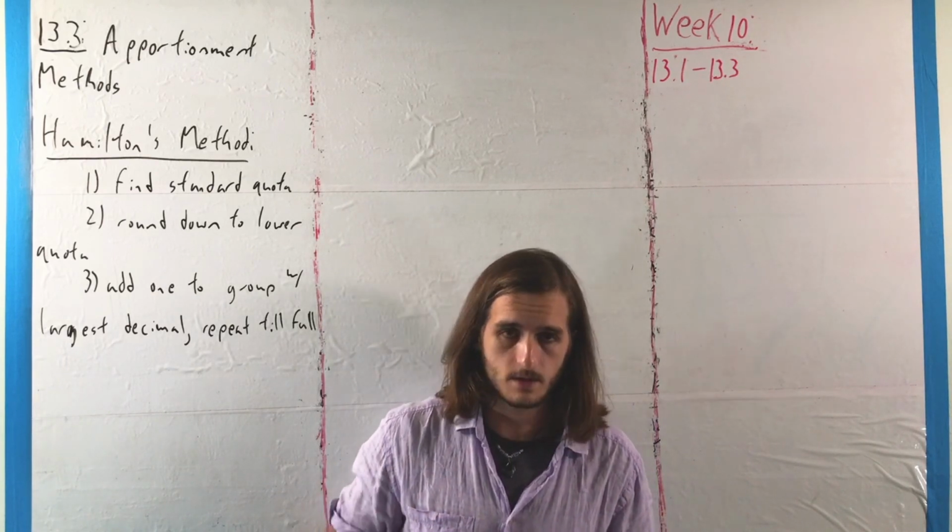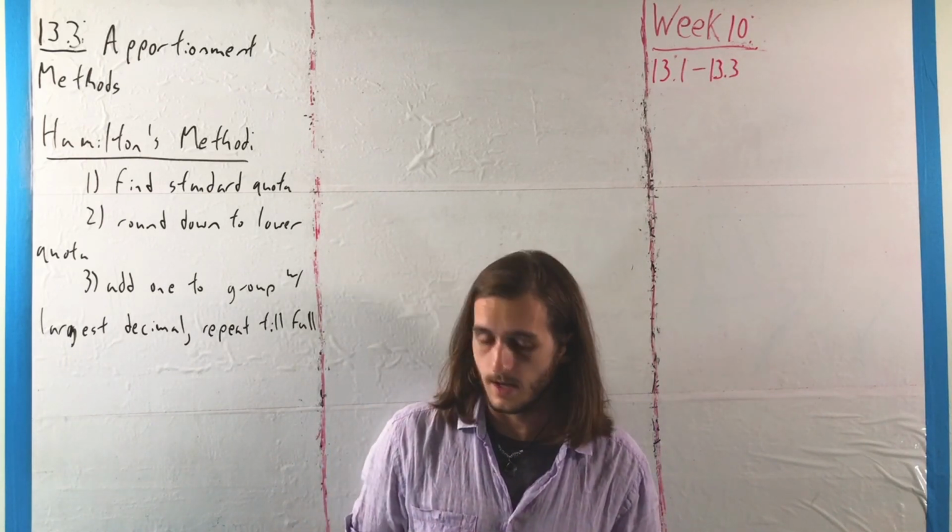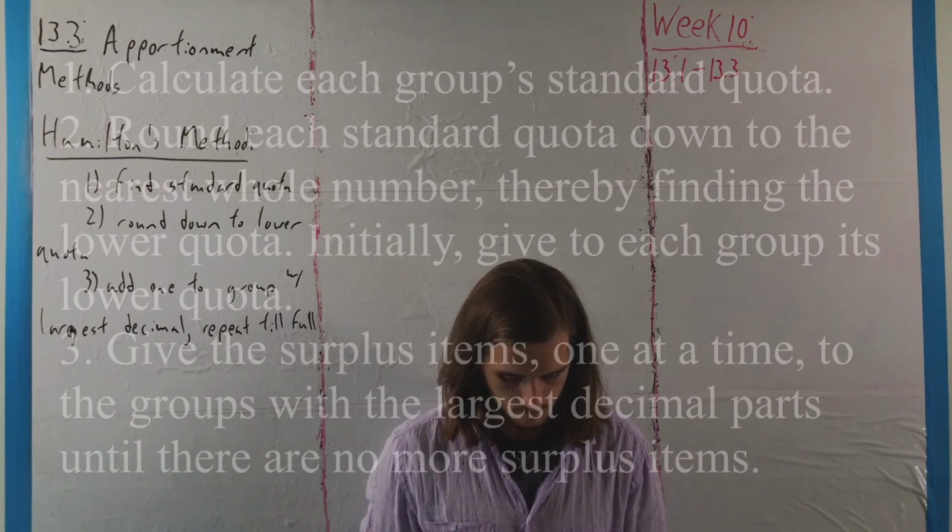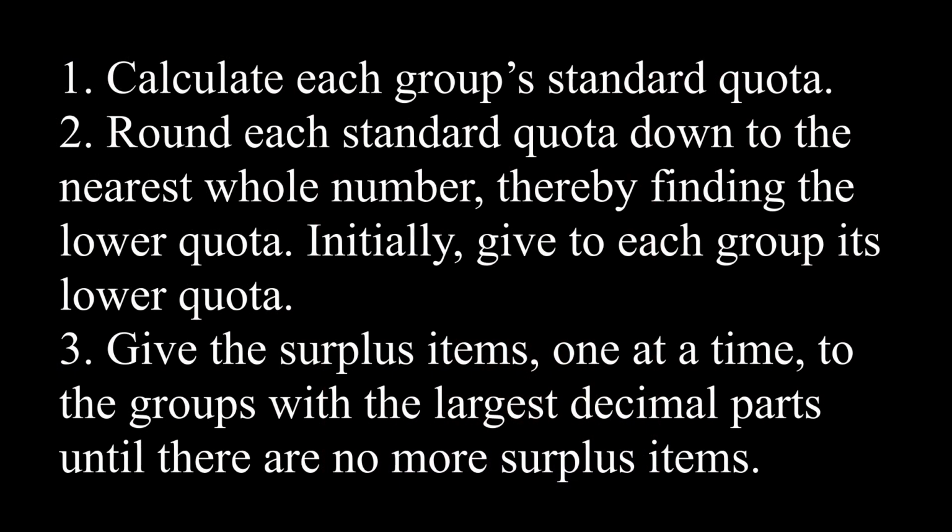So a little bit more specifically, the method that we have here, Hamilton's method, was to calculate each group's standard quota, then round each standard quota down to get the lower quotas, where you initially give each the lower quota, and with whatever surplus is left, allocate seats one at a time, starting with the group that had the largest decimal removed until the seats are all filled.